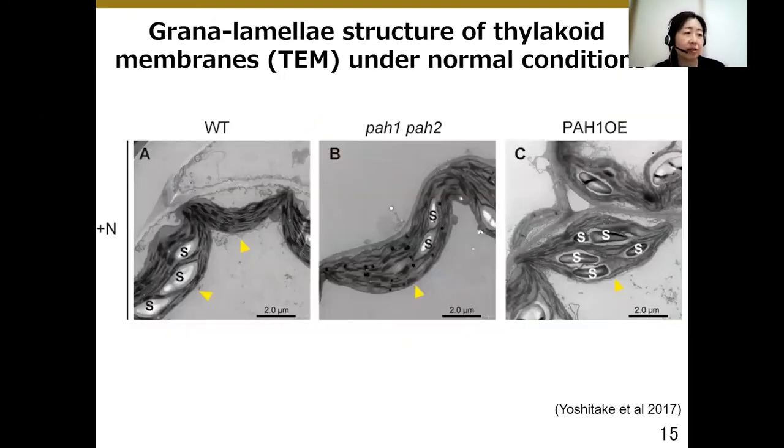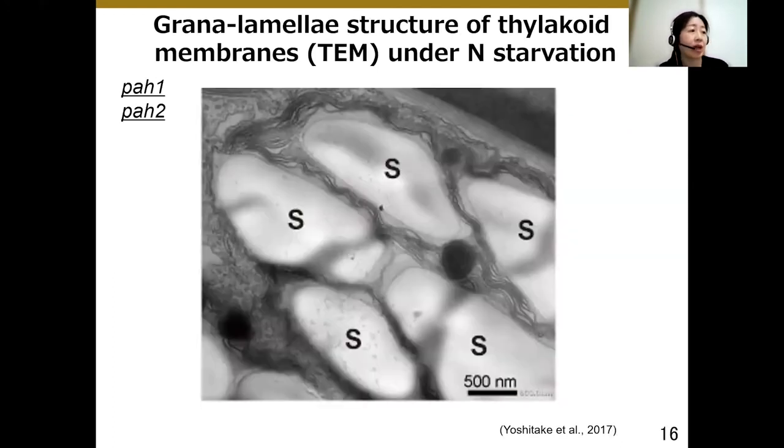To clarify if the absence of PAH might affect the structure of thylakoid membranes, we observed the membrane structure of chloroplasts using electron microscopy. Under normal conditions, the membrane structures were comparable among plants. However, under nitrogen starvation, significant breakdown like this of the thylakoid membranes was only observed in the pah1 pah2 mutant, which indicates that PAH is involved in the maintenance of thylakoid membranes during nitrogen starvation.